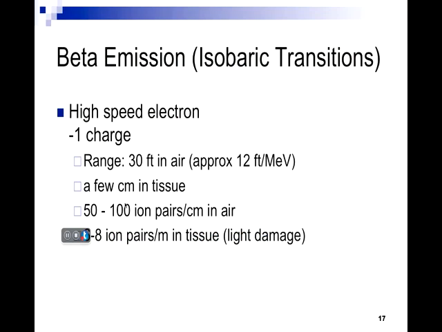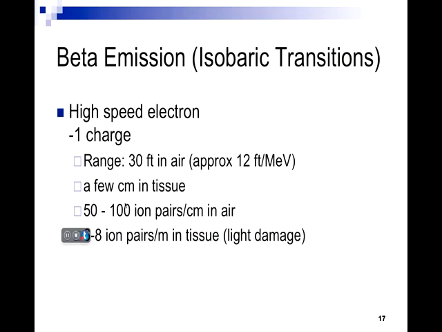This is the next type of particulate radiation, beta. And I wanted to talk a little bit about a beta emission. These are also known as isobaric transitions. With the beta emission, what is occurring is a high-speed electron is being ejected from the nucleus. Now, because it is an electron, it has a charge. And because it's an electron, it has mass. So it's bigger than what you would see with a photon.